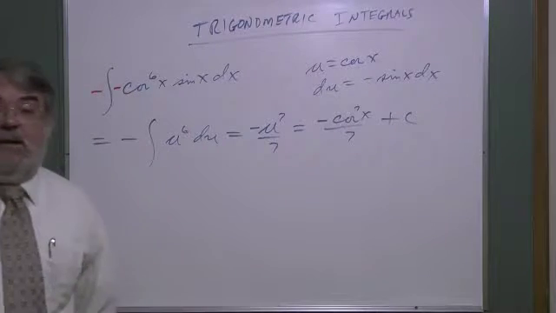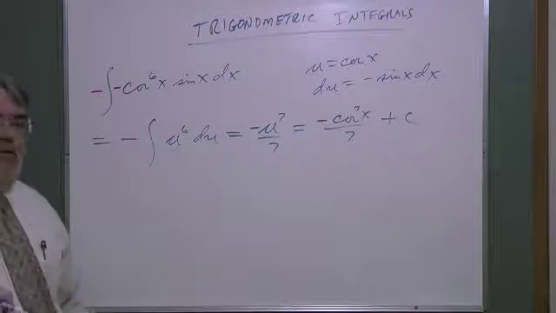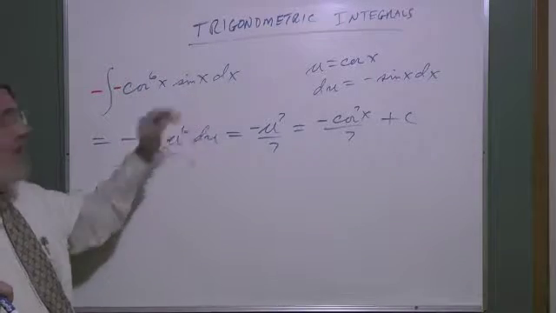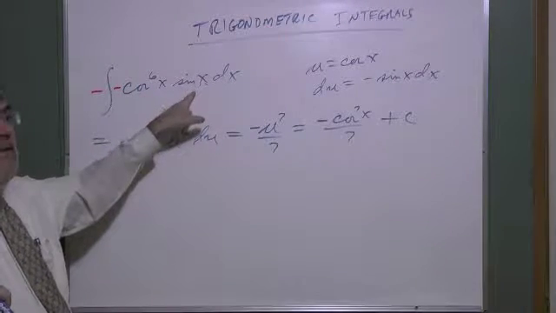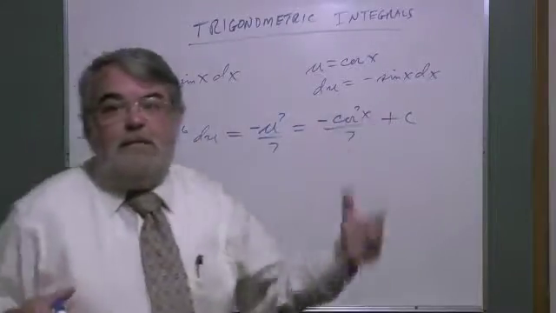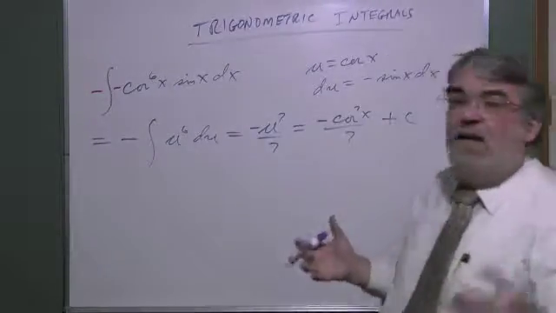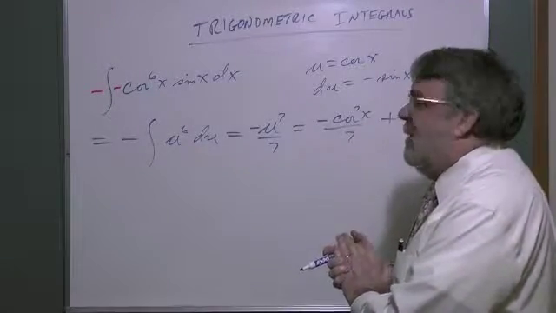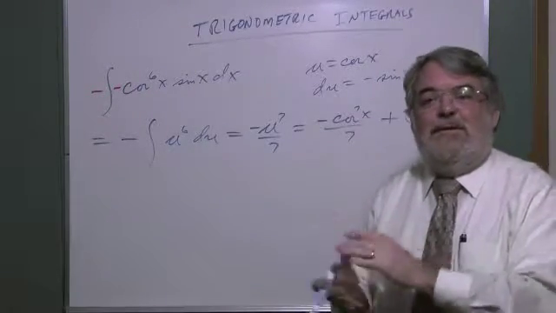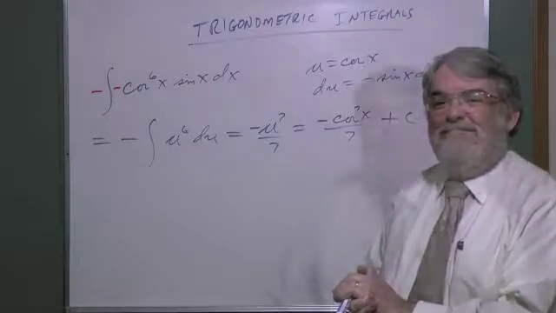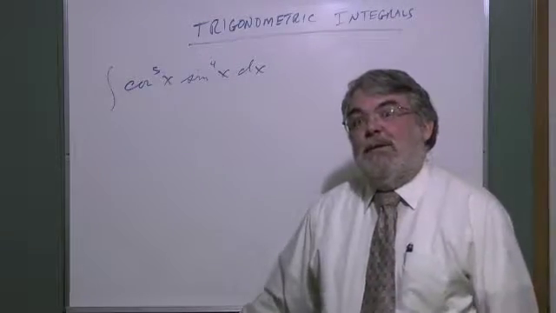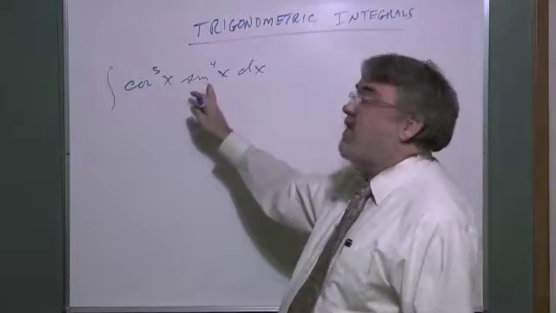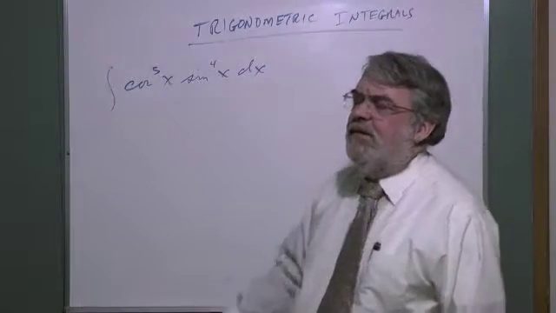It turns out some of the friendliest trigonometric integrals are those in which we have both cosine and sine, and one of these is an odd power, and in this case sine to the 1st power, an odd number. Alright, so let me give you a little tougher example. This one's a little bigger. The integral of cosine to the 5th x sine to the 4th x dx.